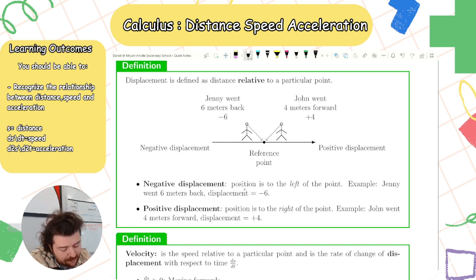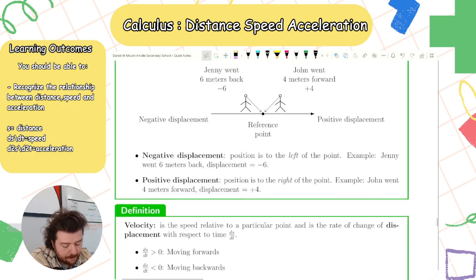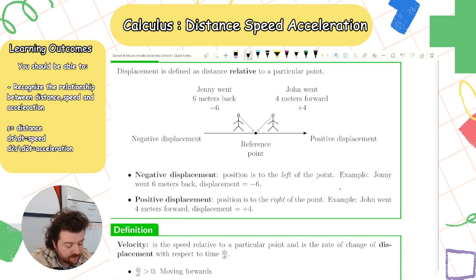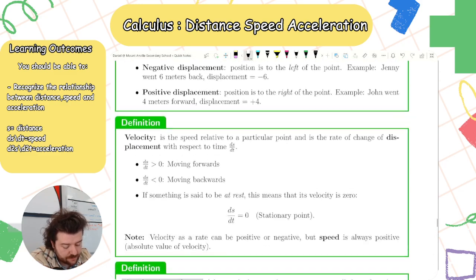So negative displacement is a position to the left of the point. Example, Jenny went 6 meters back, so displacement is minus 6. And positive displacement is to the right of the point. Example, John went 4 meters forward.